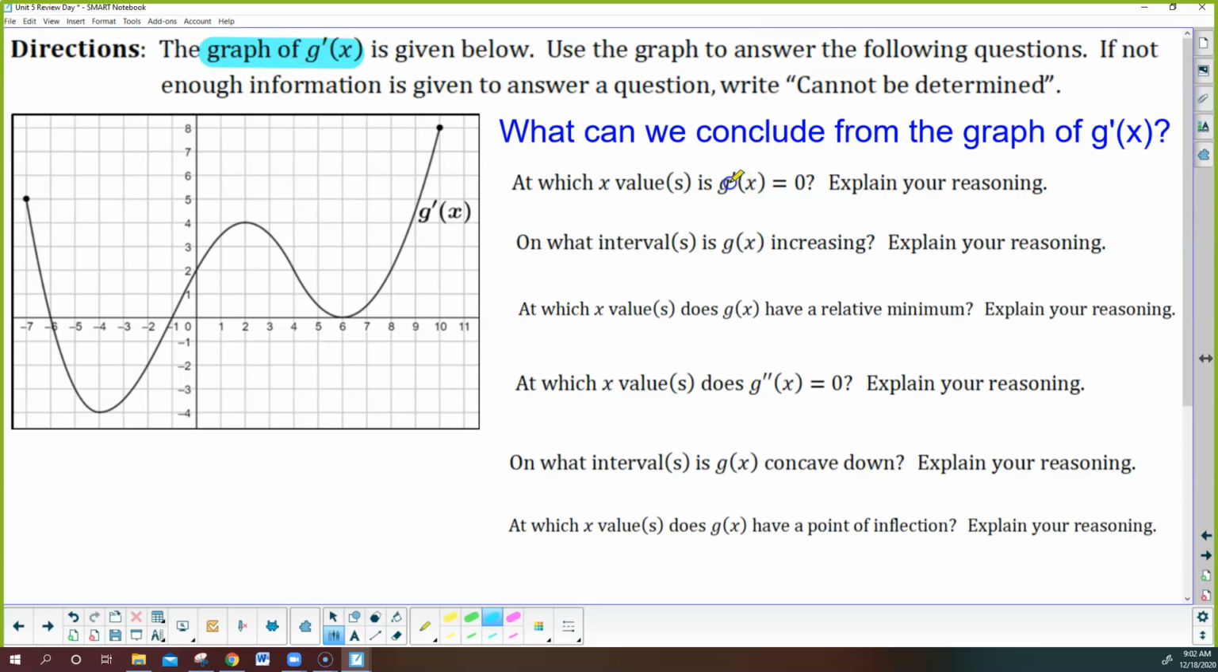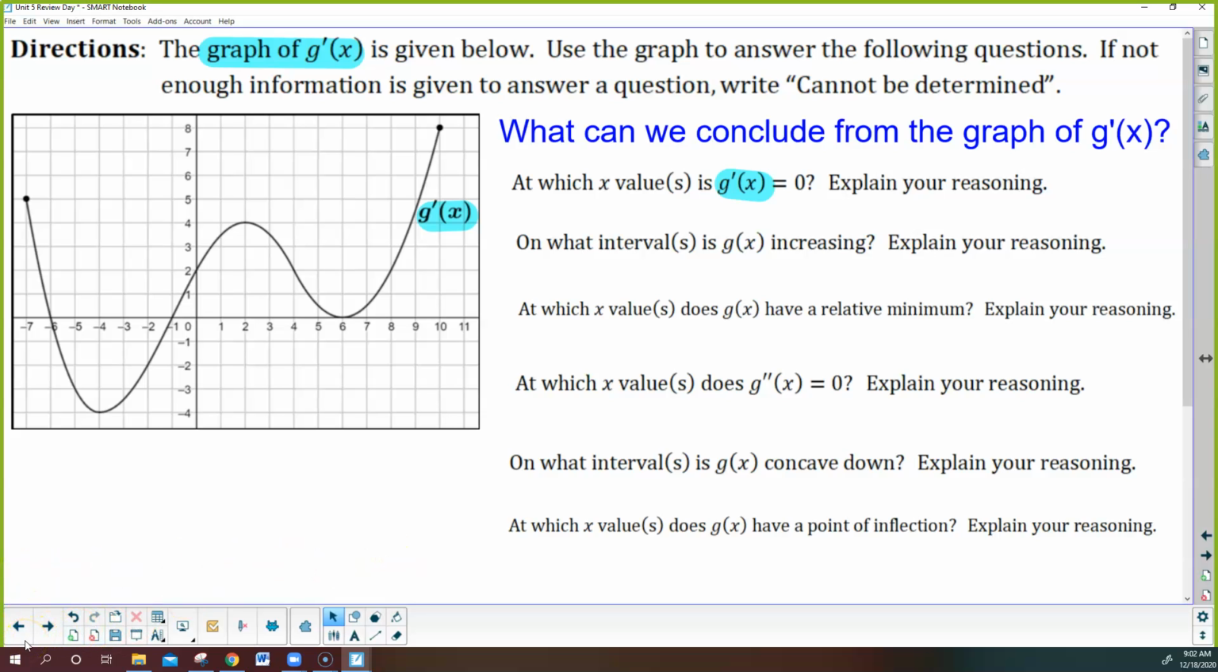Some of them are related to the graph that's given. So this is the G prime graph. Some of them are not. Some of them are related back to the original graph of G. And then even more, some are related to the second derivative. So really look at what's going on. And my hint to you to help answer these questions: see if you can make a sign chart for G prime, which is given, and then make one for G double prime.